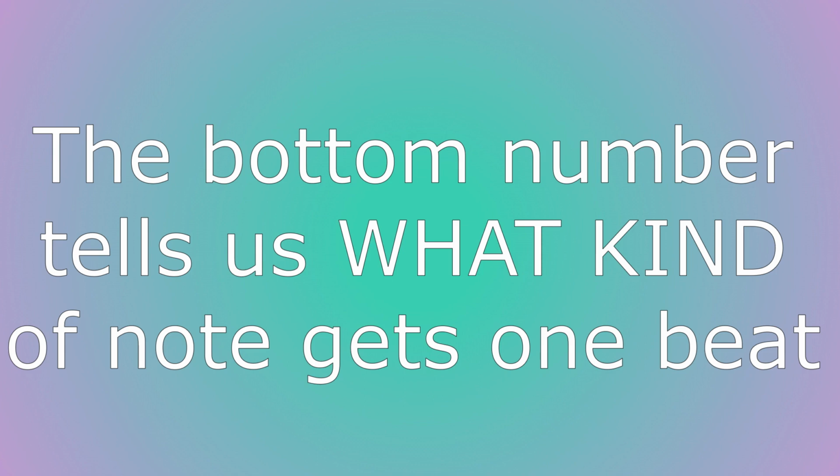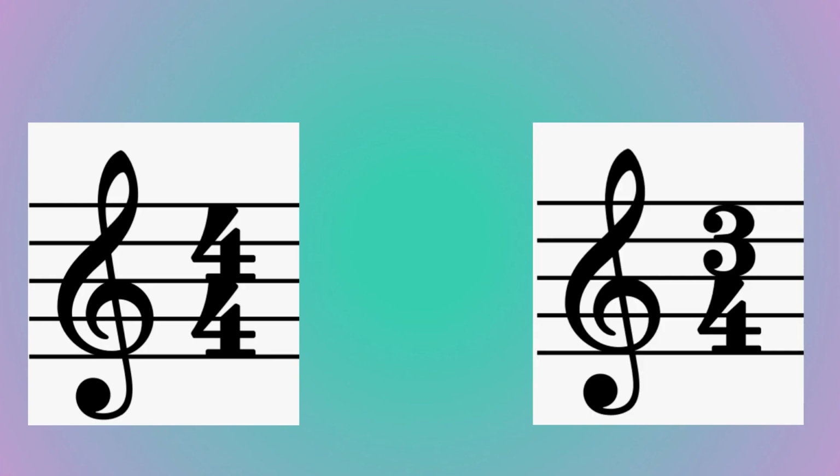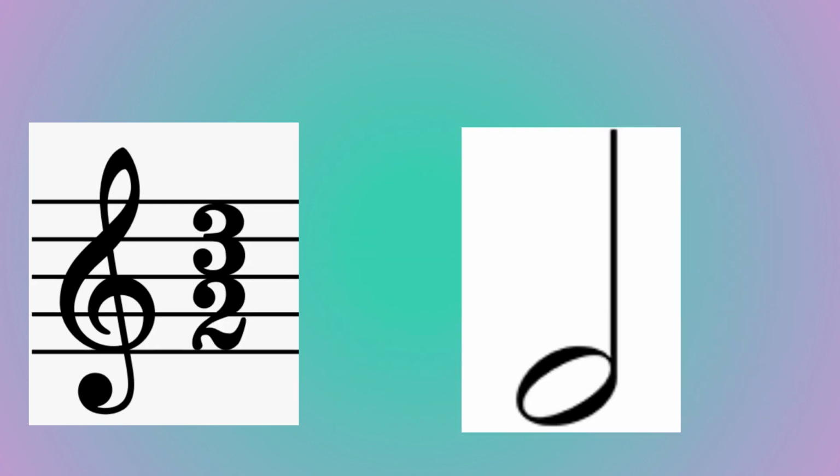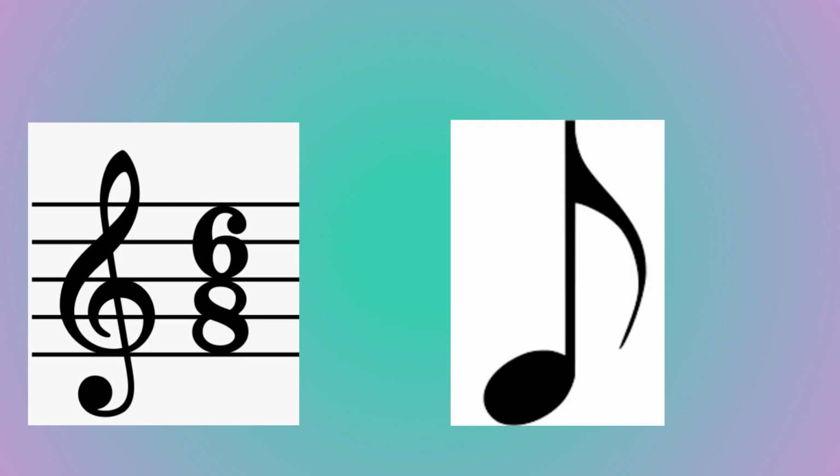The bottom number tells us what kind of note gets one beat in our measure. The bottom number can be a little bit more confusing, but I find it's best to associate the bottom number with one of our types of notes from earlier. You may have noticed that 4/4 and 3/4 actually have the same number on the bottom. That is because they both use quarter notes. If we had a 2 on the bottom, half notes would take up one beat. This is less common than quarter notes, but not impossible. As one final example, if there was an 8 on the bottom, eighth notes would get one beat.